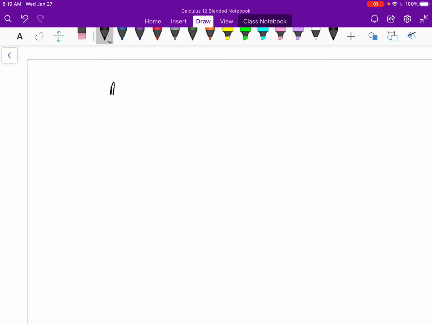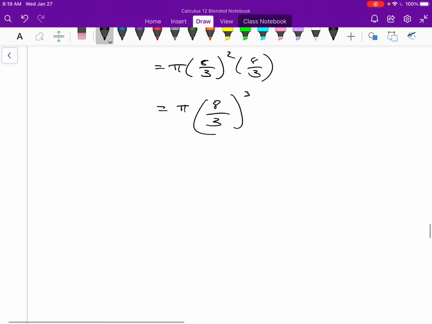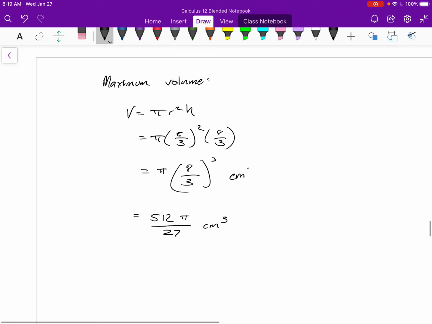Don't forget maximum volume. Volume is always the same as pi times r squared times h. Well, these are all the same. It's 8/3 squared times another 8/3. So pi times 8/3 cubed. And I'll say that's a great answer. But 8 to the power of 3 is 512. So 512 pi over 27 cubic centimeters. But again, that answer before was great as well.